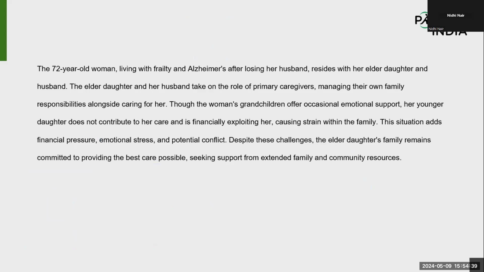The 72-year-old woman living with frailty and Alzheimer's, after losing her husband, resides with her elder daughter and husband. The elder daughter and her husband take on the role of primary caregivers, managing their own family responsibilities alongside caring for her. The woman's grandchildren offer occasional emotional support. Her younger daughter does not contribute to her care and is financially exploiting her, causing strain within the family. This situation adds financial pressure, emotional stress, and potential conflicts. Despite these challenges, the elder daughter's family remains committed to providing the best care possible, seeking support from the extended family and community resources.